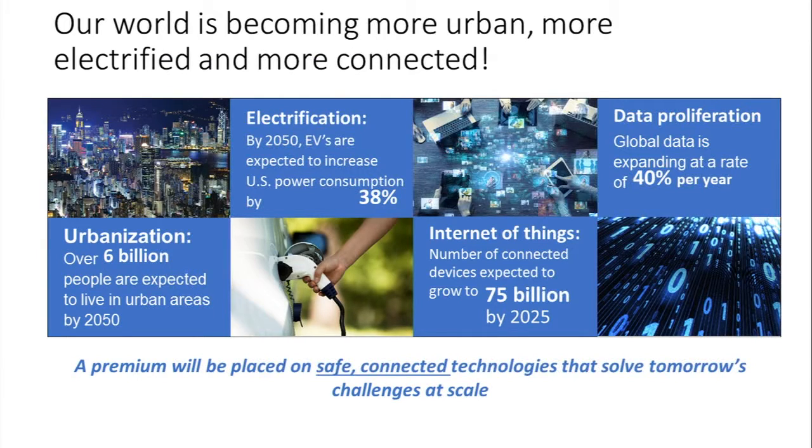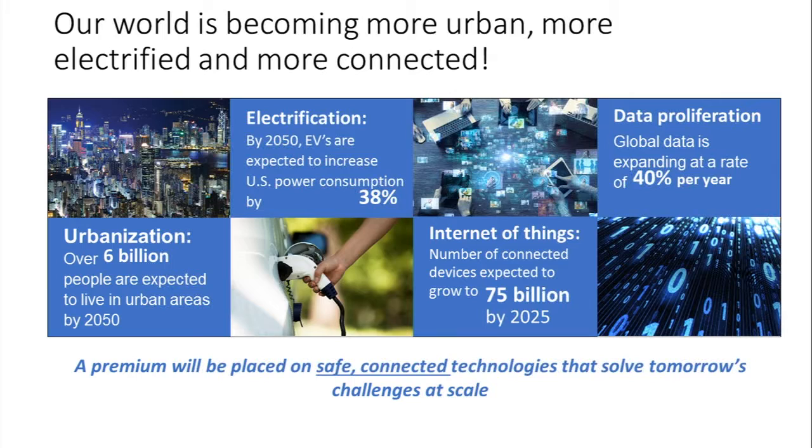So when we think about the major trends affecting us in the next 25 to 30 years, it's expected that over 2/3 of the world's population will be in an urban environment. And in that same time frame, electrical consumption will increase in the US by almost 40% just due to the proliferation of electric vehicles.